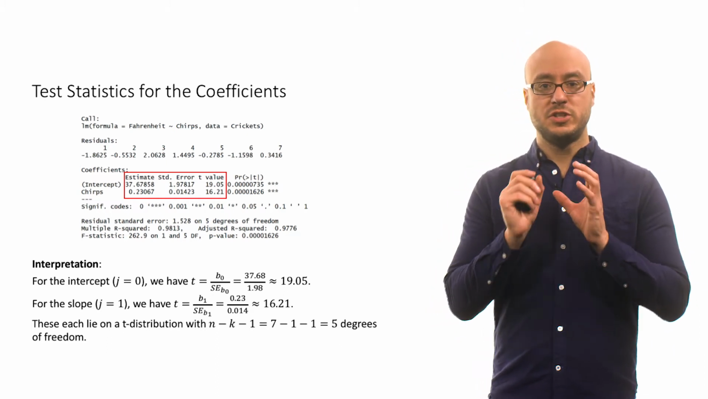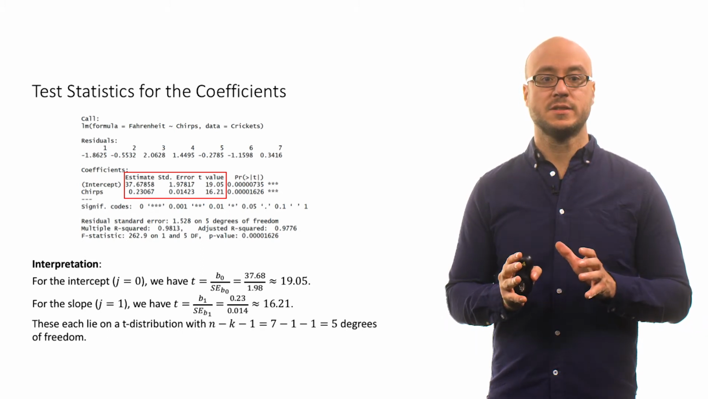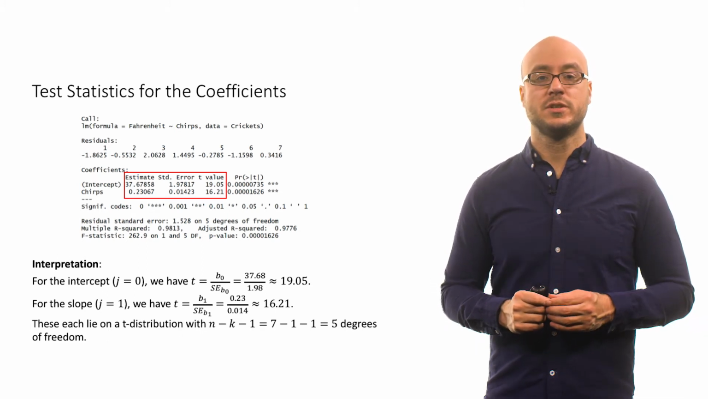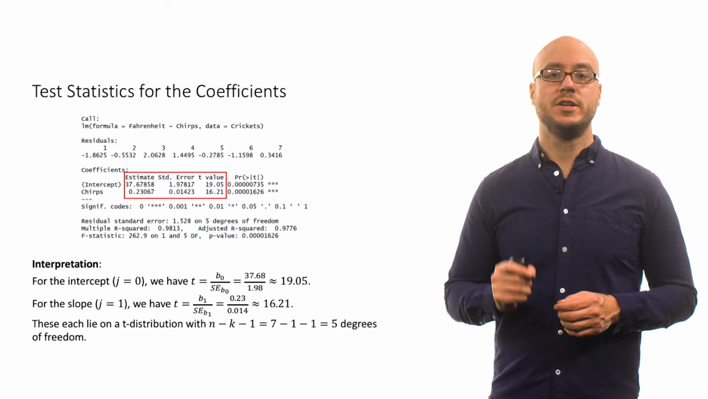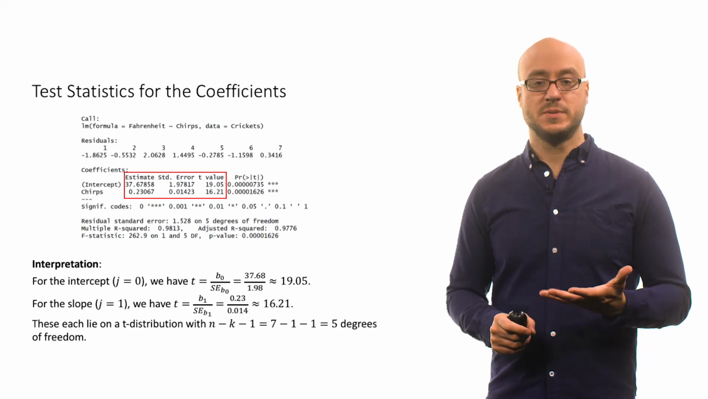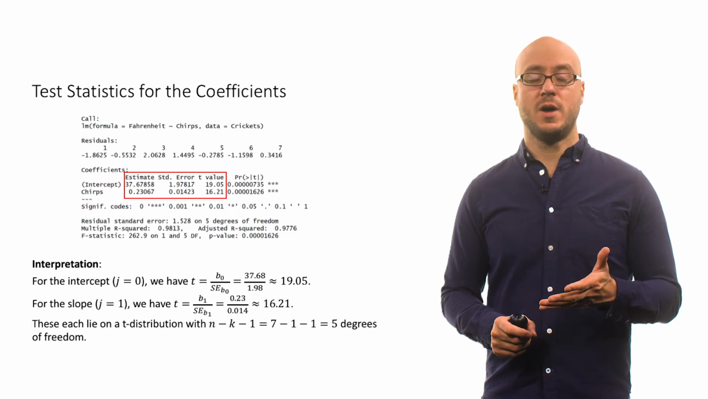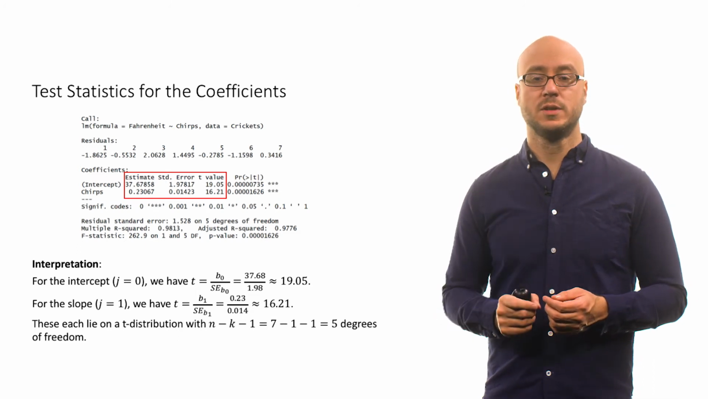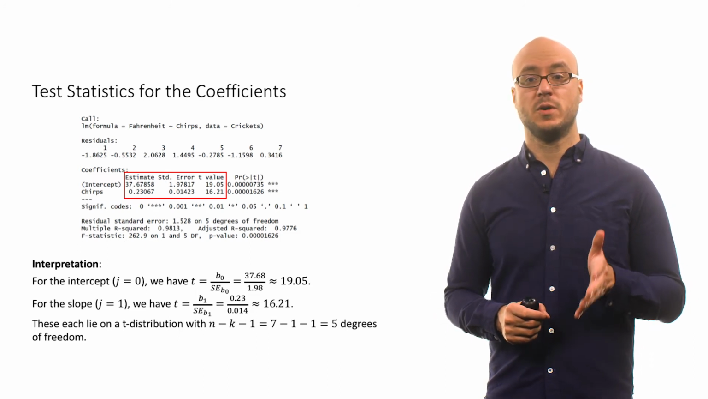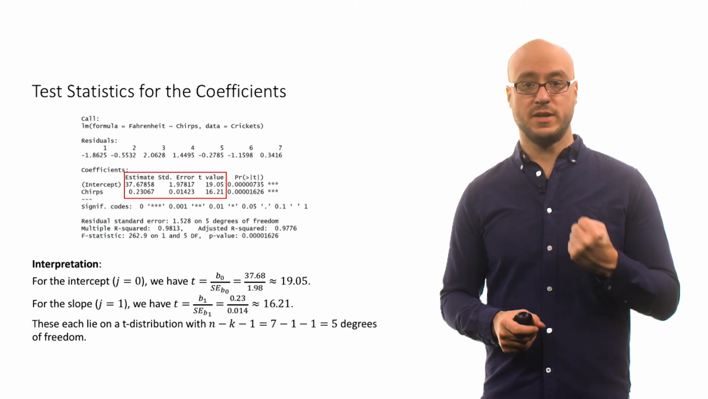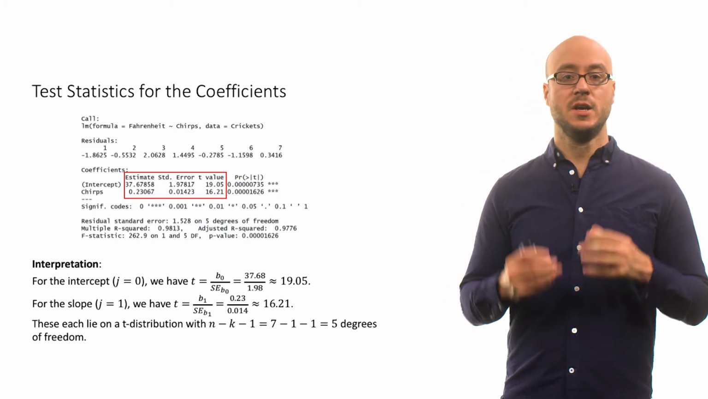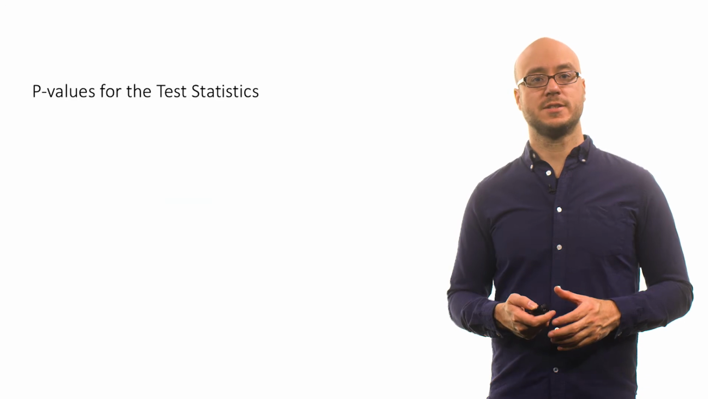So we have these two t-ratios. They're both test statistics. They each lie on a t-distribution governed by n minus k minus 1 degrees of freedom. Since our sample size is 7, and we have one input in our model, so one x variable, we have 7 minus 1 minus 1, so we have 5 degrees of freedom. That's the effective sample size when we're conducting these inferential tests.